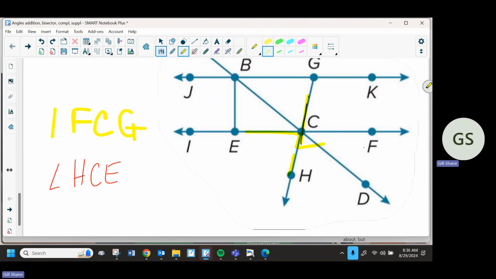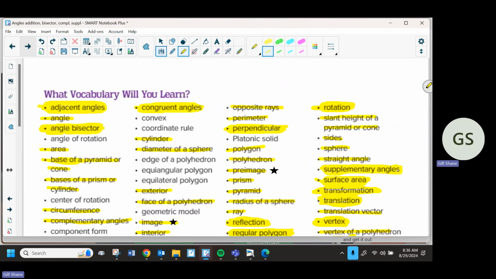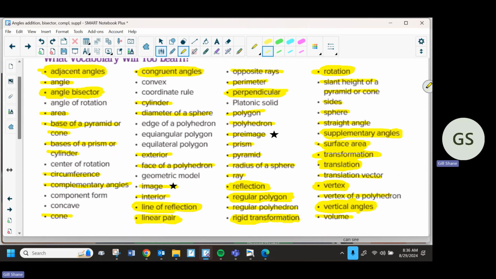There really aren't any that complex, but there will be some pictures that are a little complex. So really quickly, if you have a highlighter, go ahead and get it out. If you don't have one, then just underline them. There's a lot of vocabulary, as you can see. I tried to take some of them out that are not super, super important.